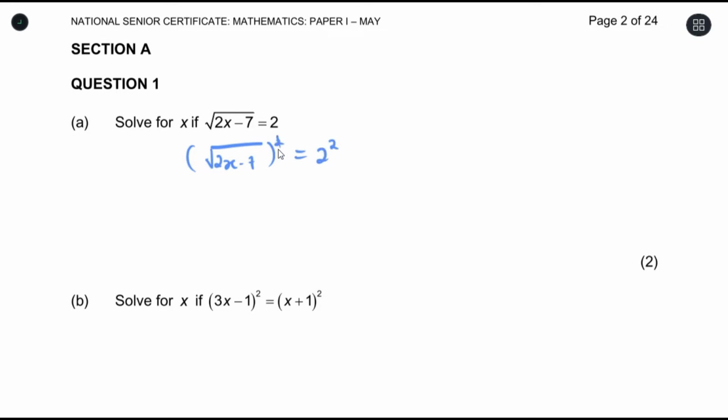and therefore this square can cancel out this root. So you're left with, simplifying, your answer will be 11 over 2. And that's it. Okay, next question.